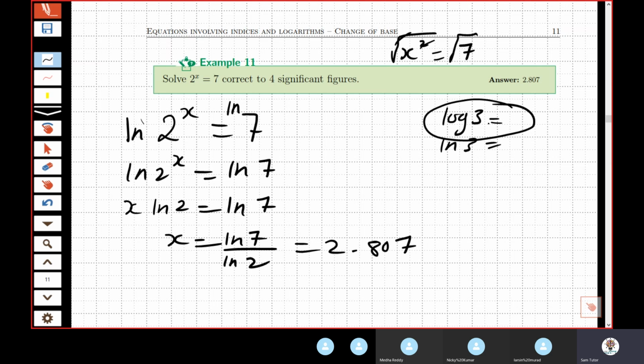If it just says log 3 as a number, or log 4 as a number, or log 5, log of just a number, then you use log. Every other time, it's meant to be ln. Okay. Any questions?